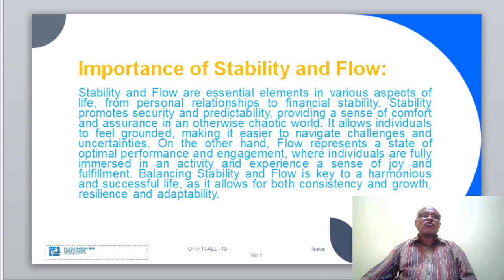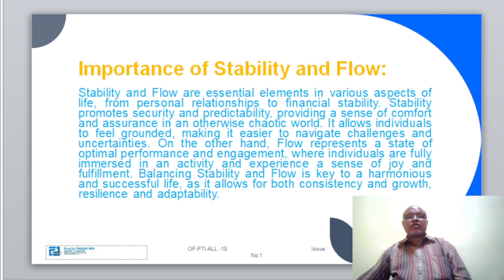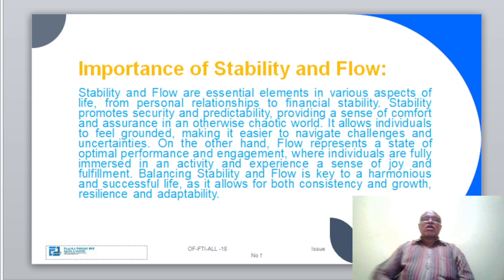Let's see the importance of stability and flow. The stability and flow characteristics of an asphalt mix directly impact its performance on the road. A mix with high stability and appropriate flow properties is more likely to withstand heavy traffic load, resist rutting, and maintain its structural integrity over time. Conversely, low stability or improper flow can lead to premature pavement failure and maintenance issues.